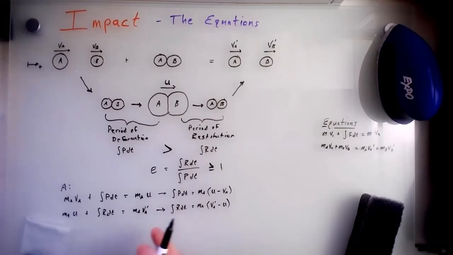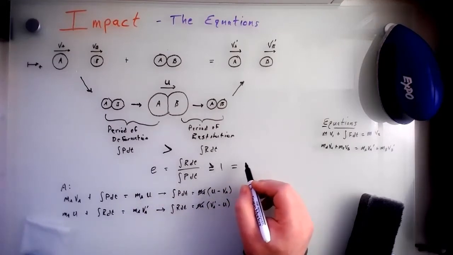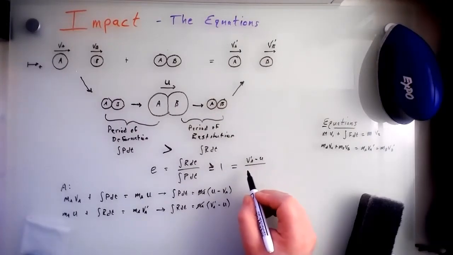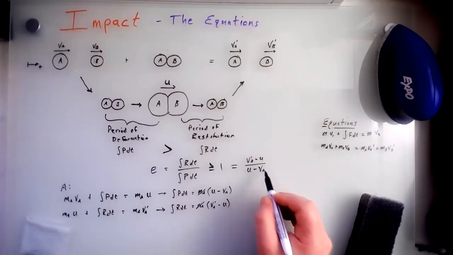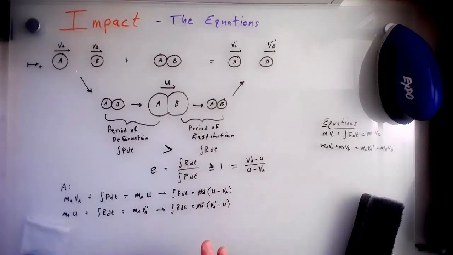So substituting these, it's clear that the masses are going to drop out when we put it into this form. So we do the substitution and we get that for A, this is V prime A minus U over U minus VA. Okay, and this is valid for the A particle.